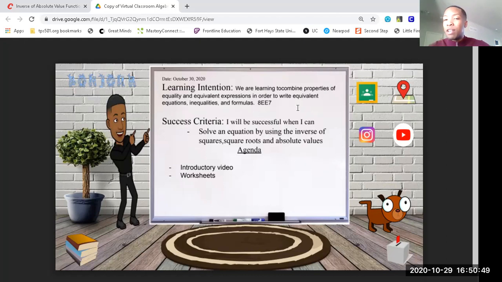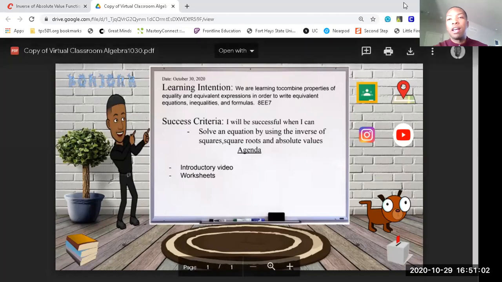Okay. If you have any questions, you could reach out to me. Just let me know. Just to go over the success criteria again, it shows that we'll be able to solve equations using the inverse of squares, square roots, and absolute value.